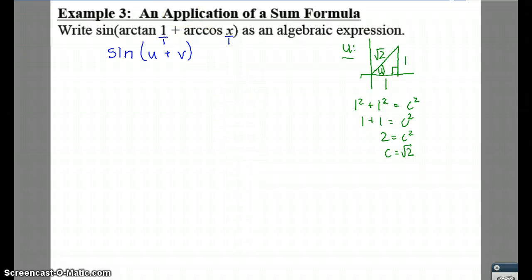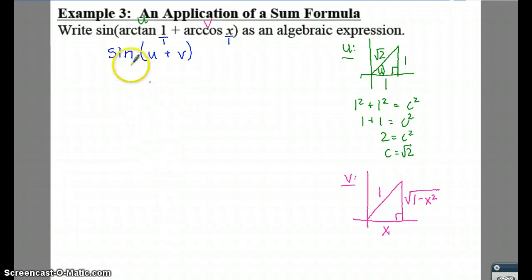Now you're also going to have a triangle for v. So here's our v. For v, it's arccosine of x over 1. Arccosine is defined in quadrants 1 and 2, and it's positive in quadrant 1. So for triangle v, we're going to draw a triangle in quadrant 1 again. Your adjacent side is x, your hypotenuse is 1. To find the vertical side, you just use the Pythagorean theorem. It ends up becoming the square root of 1 minus x squared.